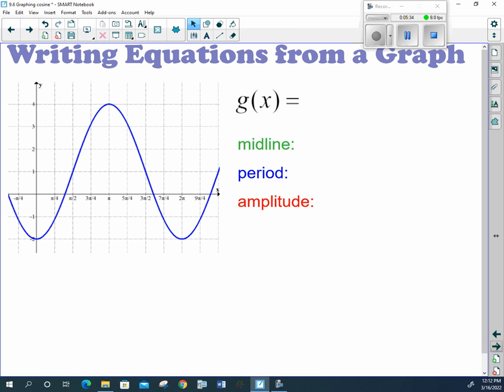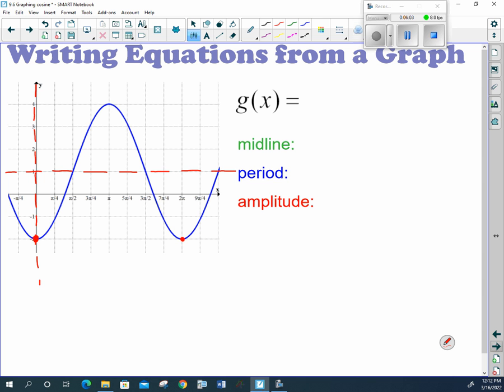So find your midline. It looks like our midline is right here. And then I always check the y-axis to see if one of my 5 key points is on the y-axis. And it is right here. This one is a starting point. That would be a min, and so it would end right here at another min. So that would be a cosine curve. Now, since we're starting at a min, it's going to have to be a negative.